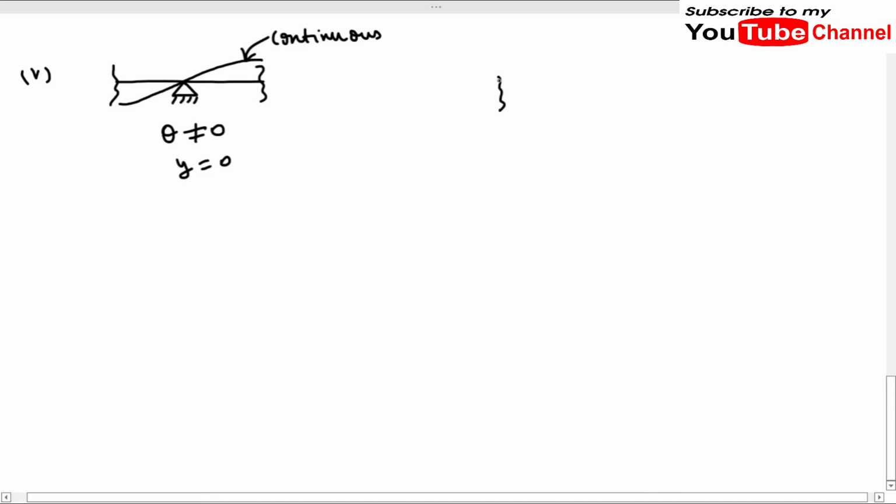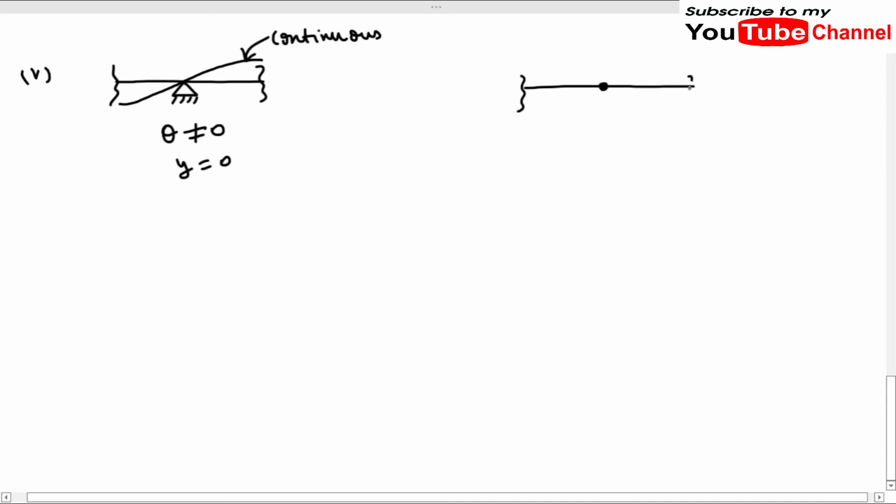Now if I want to change this support case in the real beam to its conjugate part, how am I going to do it? We should have three requirements. First, the slope should not be zero, the deflection should be zero, and there should not be a discontinuity in the slope at this support. The only condition which satisfies all these three requirements is an internal hinge.